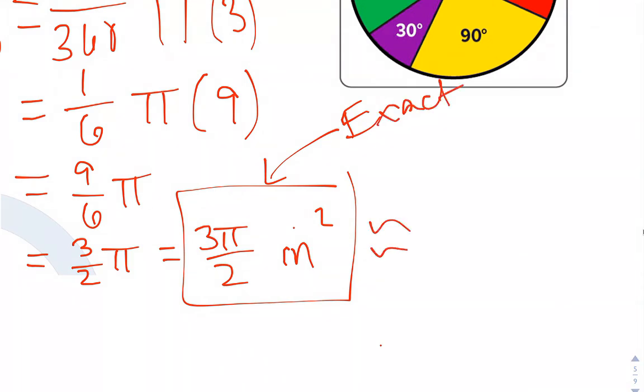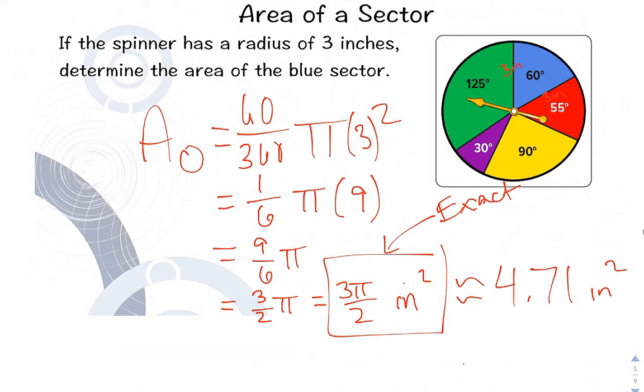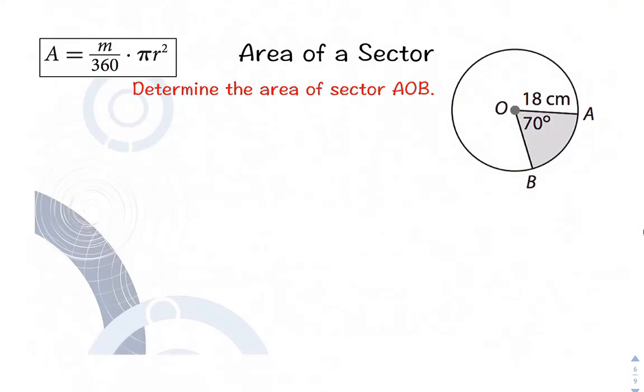Right. Now I could plop that on my calculator. I type 3 times our pi button, remember use the pi button instead of 3.14, and divide that by 2, and that comes out to be approximately 4.71 square inches. Okay. So that would be the area of that blue sector. So let's go ahead and change this to the area of just the pizza slice. Okay. All right, so now let's take a look at this guy.